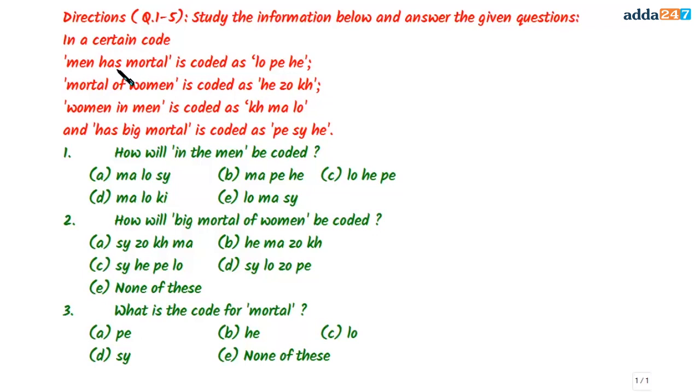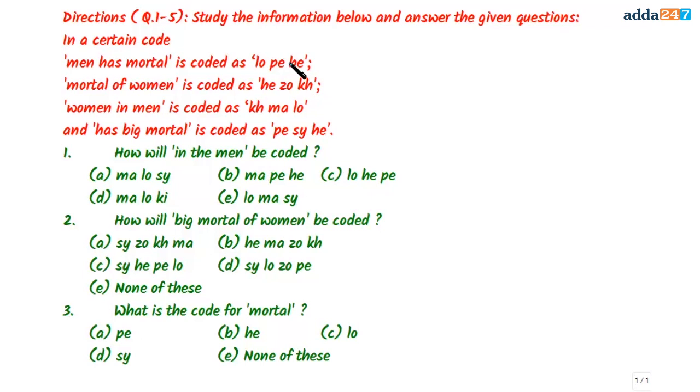In this code, "men has model" is coded as this. "Model of women" is coded as this. "Women in men" is coded as this. And "has big model" is coded as this. Based on these codes, we have to answer question number 1 to 5.